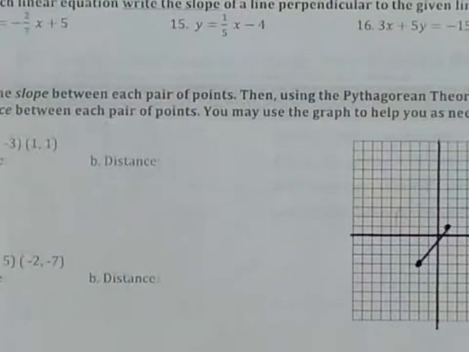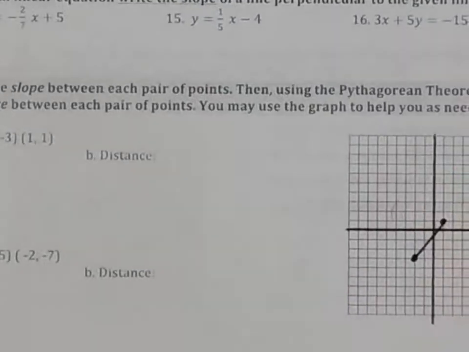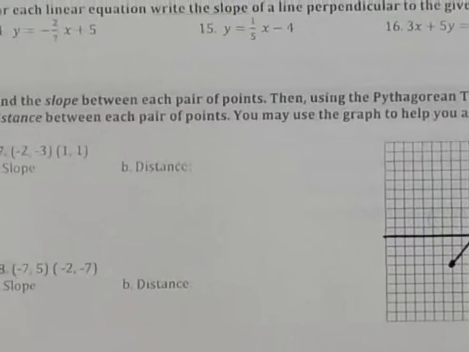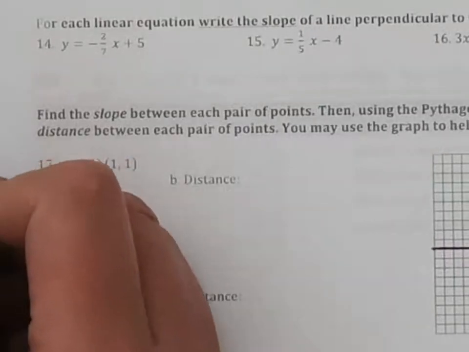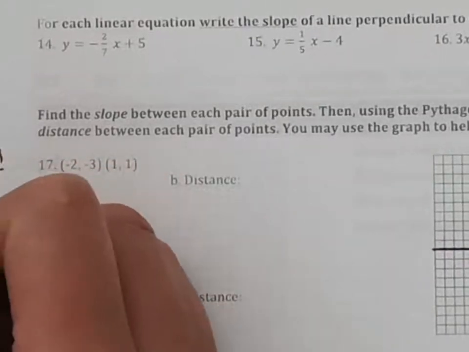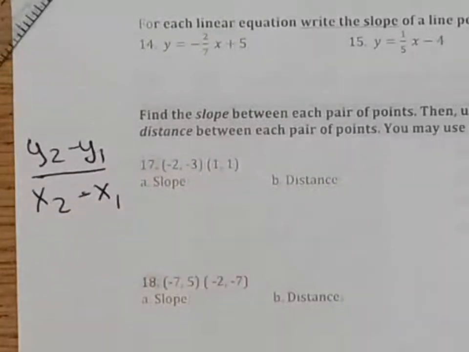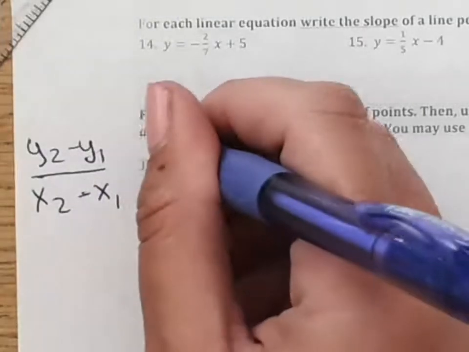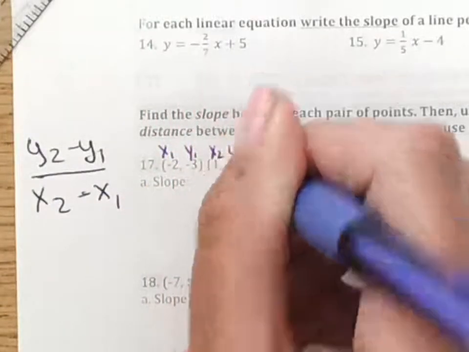Okay. And then you could count to find the slope. Looks like I'm up 4, 1, 2, 3, 4, over 1, 2, 3. Up 4 over 3 is what it looks like on my graph. Okay, if you use the slope equation, that's going to be y2 minus y1 over x2 minus x1. Okay, and then just substitute in. So this will be x1, y1. This will be x2, y2.